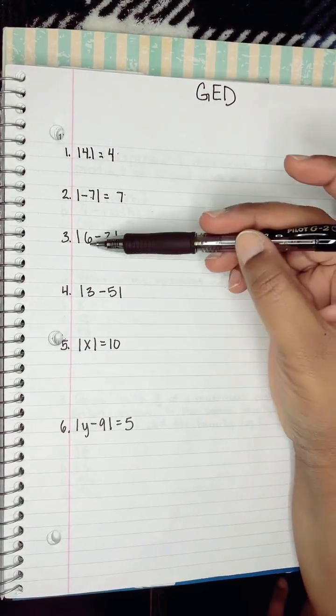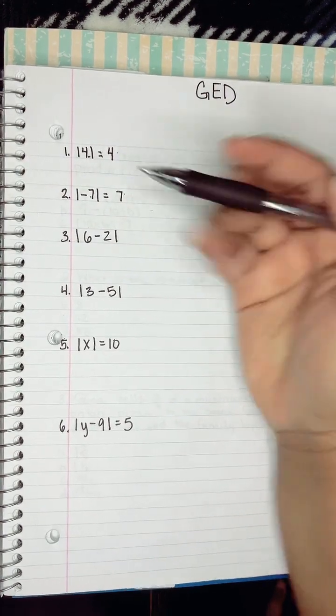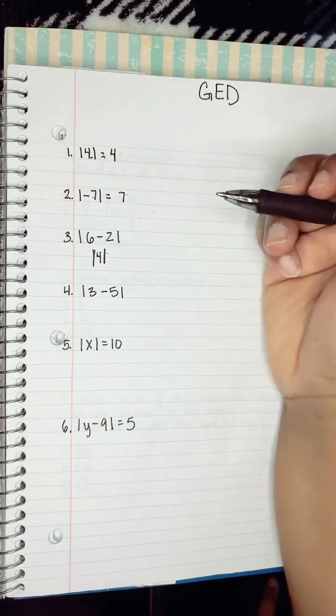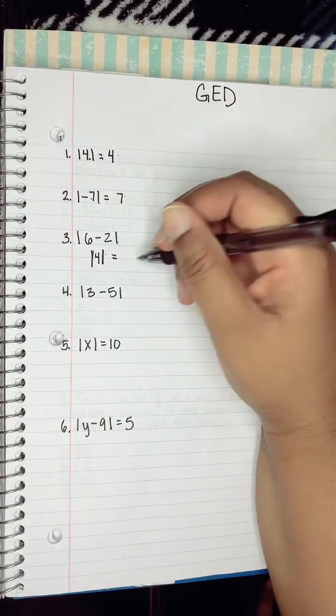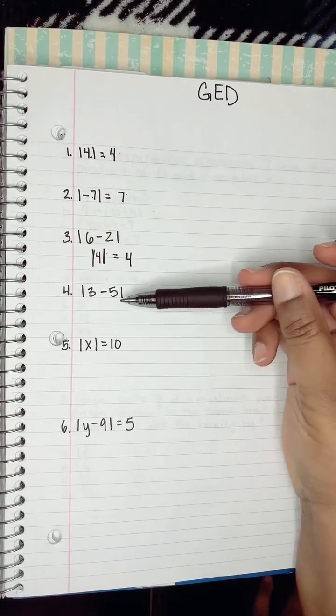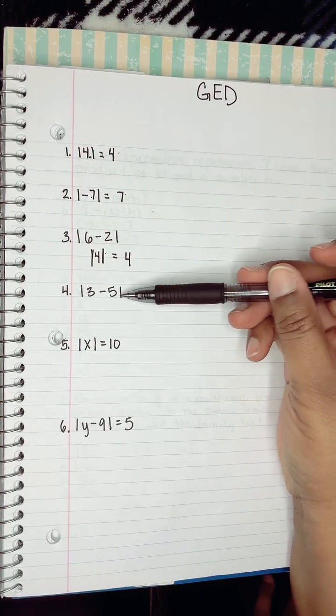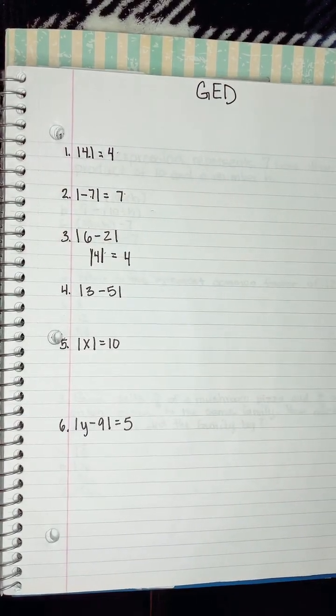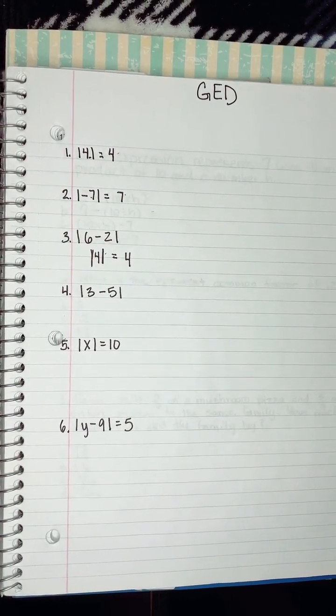So let's look at number 3. 6 minus 2 is 4. Remember, we still have the absolute value on it, but it's going to come out 4. Okay, can you guys put your answer in for number 4 in the chat? We have 3 minus 5. What's the absolute value of 3 minus 5?